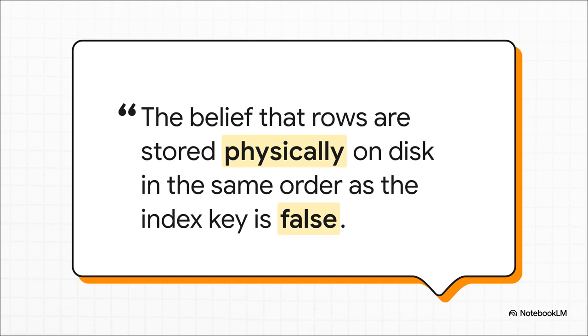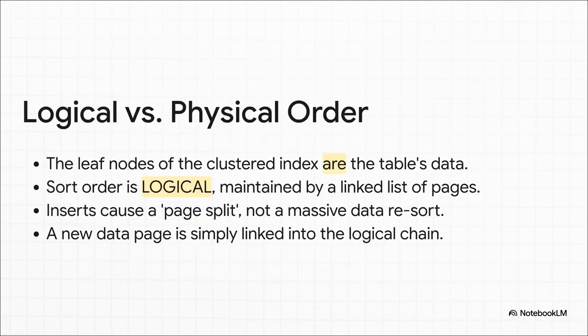So what's really going on under the hood? Well, the truth is actually way smarter. The sort order is logical, not physical. The data is stored in these chunks called pages. And those pages are connected together in order, kind of like a linked list. So when a new row needs to be inserted somewhere in the middle, the database doesn't reshuffle everything. No way. It just does something called a page split. It creates a new page, moves some of the data over, and then just updates the pointers in the chain. The physical location on the disk doesn't really matter. All that matters is its place in that logical chain.